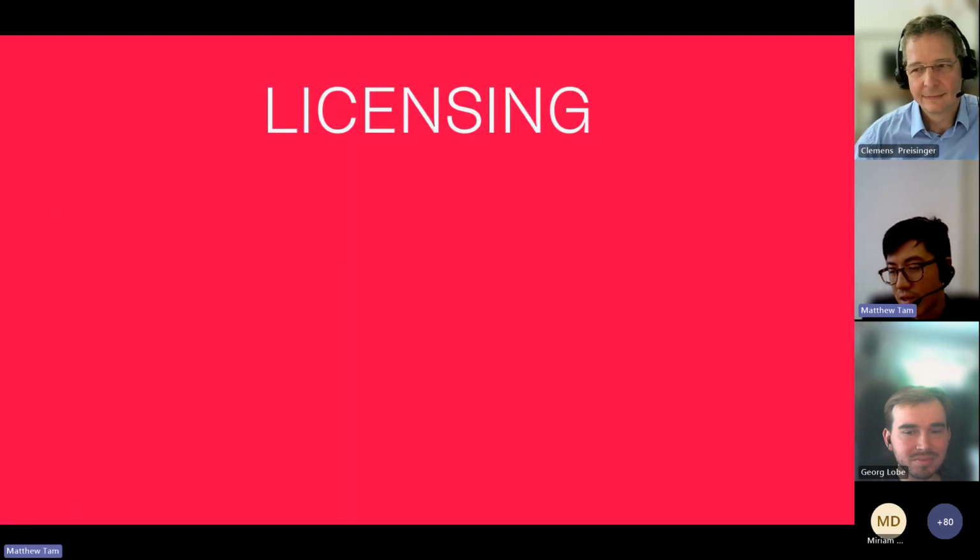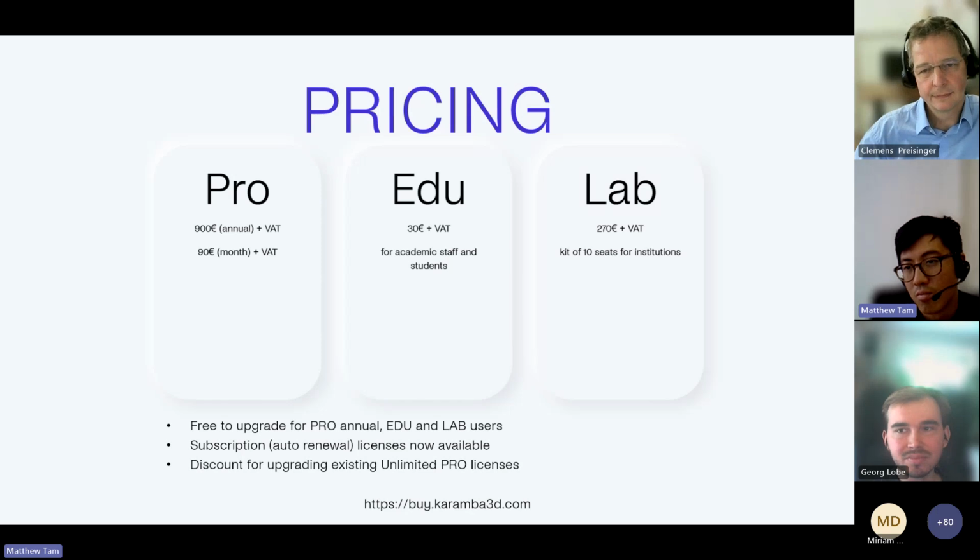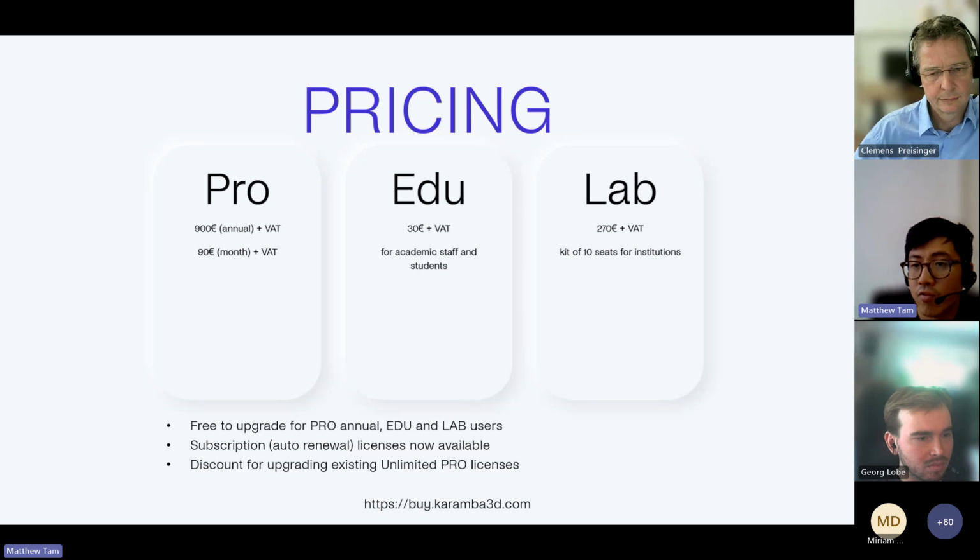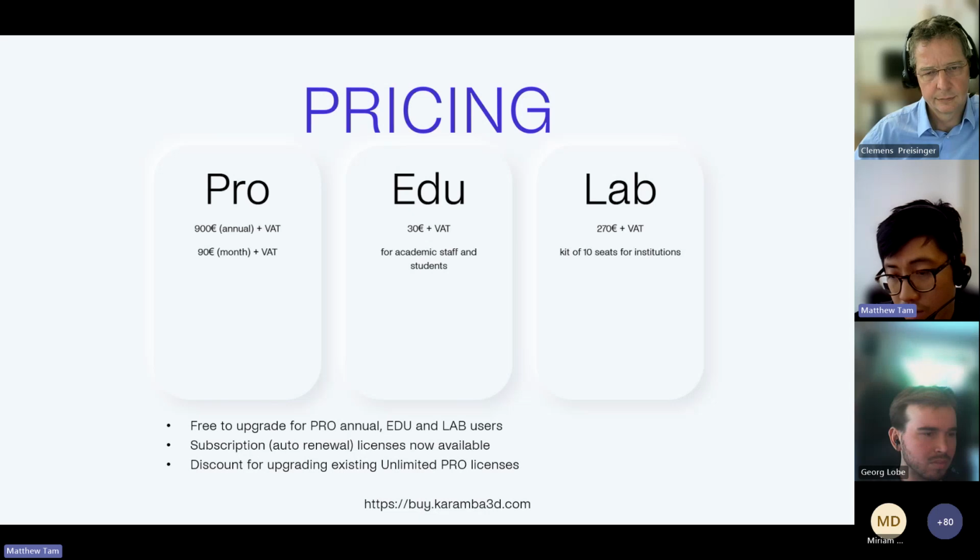So just a bit maybe update on our licensing. As you probably might be aware of, we still have the free licensing options, the professional, the educational, and the lab license. The professional licenses are offered as annual licenses now, but we also are offering a single month license. For those who have a current unlimited pro license from 2019 or earlier, we are offering also a discounted rate for those who upgrade. So please get in touch with us should you want to upgrade to the new version.